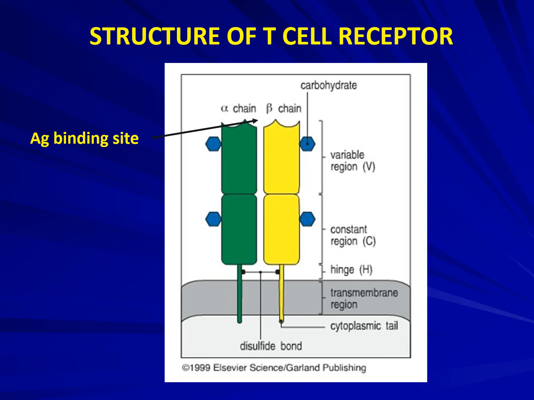The upper portion is a variable region. The below portion is a constant region. And below that is the hinge and a cytoplasmic tail. It is with this cytoplasmic tail that it is bound to the receptor, to the membrane.